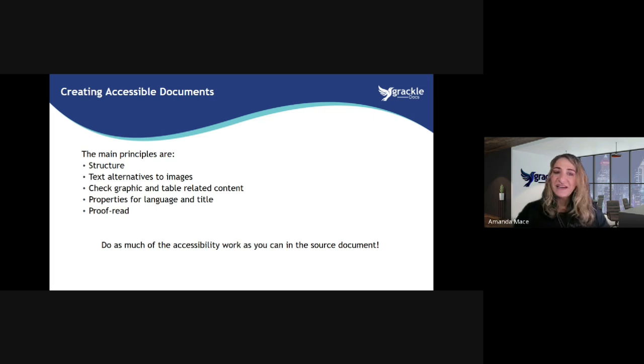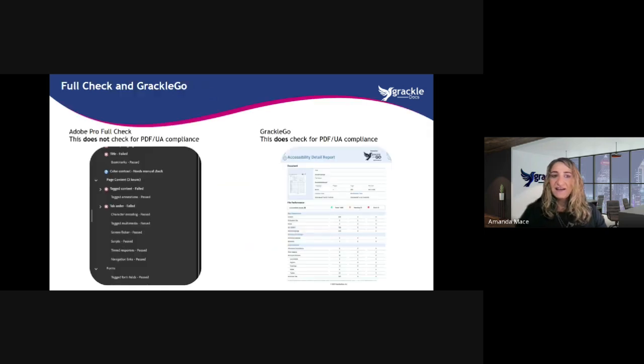Obviously, do things like proofread, so you don't have spelling errors or grammar errors, making sure that the document makes sense. But ideally, you want to do as much of the accessibility work as you can in the source document so that you're only doing a bit of the cleanup in the final PDF. And what happens when we have the final PDF? How are we checking for accessibility from a PDF UA point of view? So not from a WCAG point of view. I'm not talking about color contrast here. That requires manual review.